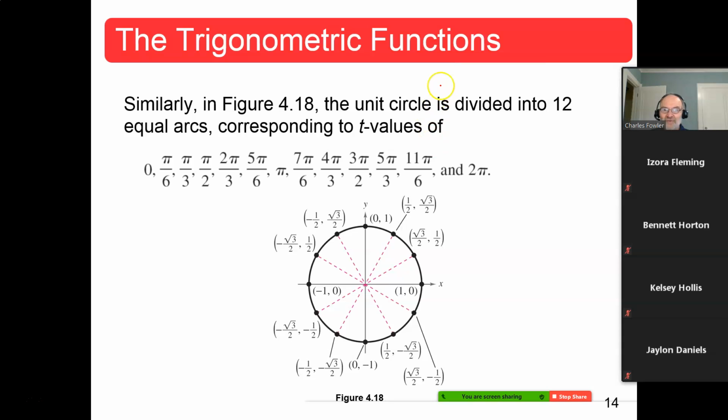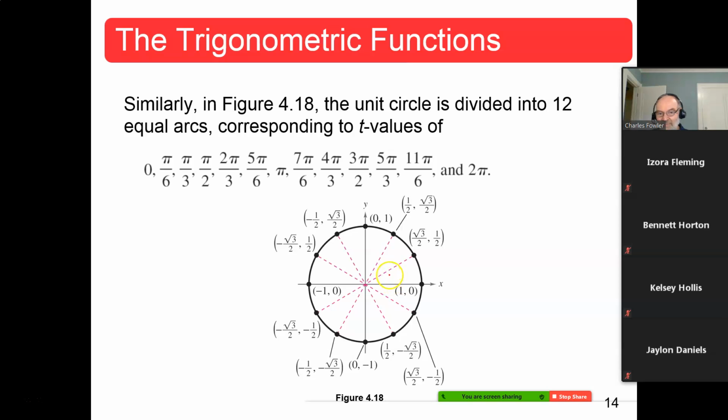Let's divide the unit circle into 12 equal pieces. Okay? Now, again, all the way around is 2 pi, right? Halfway around is pi, and half of that is pi halves. Now, that is 1/4 of the circle. And if we were doing 12 equal pieces, we'll split that 1/4 into thirds. So 1/3 of pi halves would be pi sixths. 2/3 of pi halves would be pi thirds, and then this is pi halves.